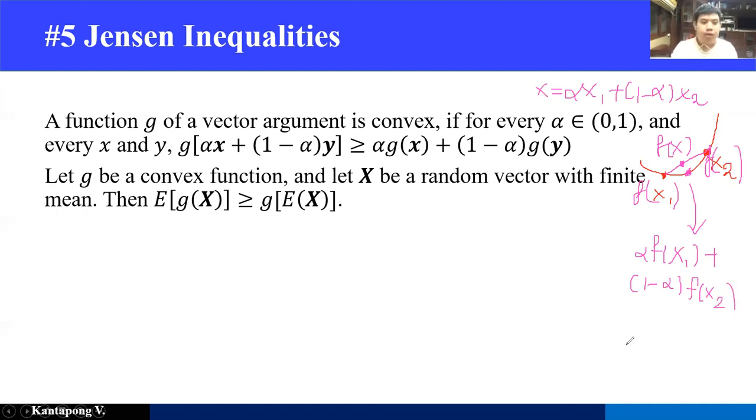Okay? So let g be a convex function and let X be a random vector with finite mean. So this one is very similar to the above one. This one actually has a proof, but I do not think that the proof is constructive enough. So I'm going to draw the picture instead.